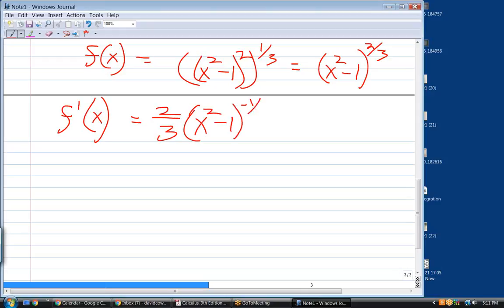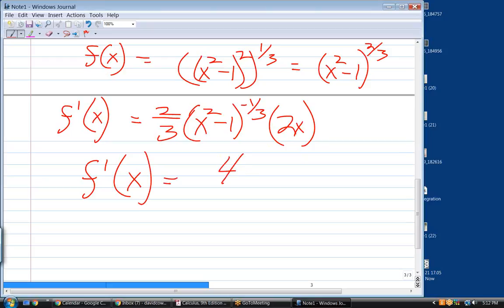And then negative 1/3. And then I'm going to multiply that by the derivative of the inside. So that's f prime of x. Let's write it a little nicer. Put that in the denominator. So I can multiply the 2 times 2, so I have 4x in the numerator. I have 3 times (x squared minus 1) to the 1/3. That's my f prime.